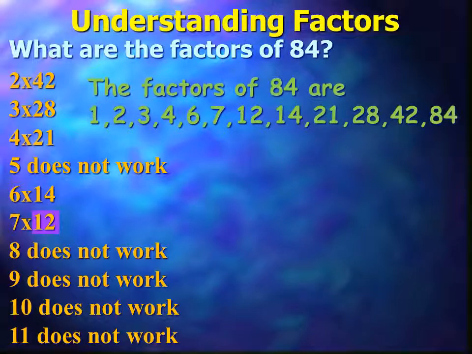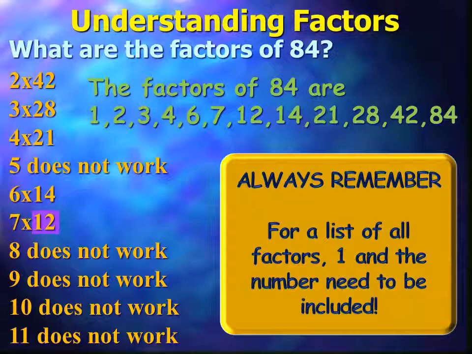So the factors of 84 are 1, 2, 3, 4, 6, 7, 12, 14, 21, 28, 42, and 84. It seems like a big list of numbers, but if you look in the orange, you've already written them all down on your paper. Always remember, for a list of all factors, 1 and the number need to be included. This is when you have a list of all factors. We will be talking about other factor lists in another video.